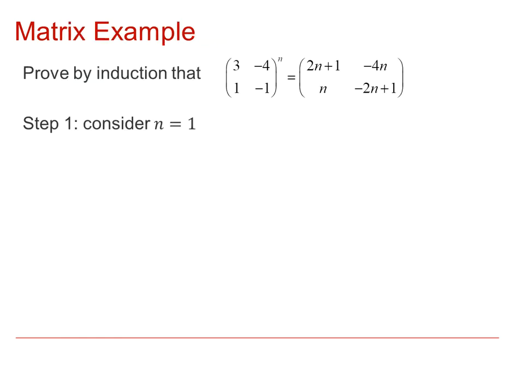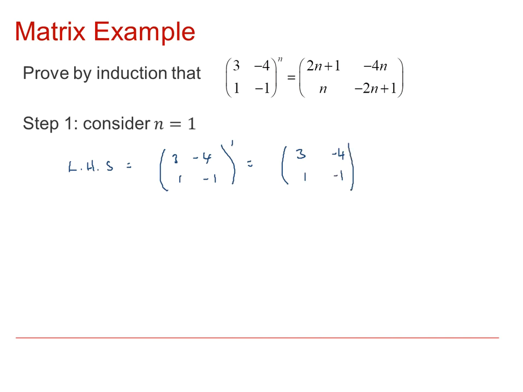Well, looking at the first step of that then, when n is equal to 1, we can see that the left hand side is just equal to (3, -4; 1, -1) to the power 1, which is clearly just itself, (3, -4; 1, -1).